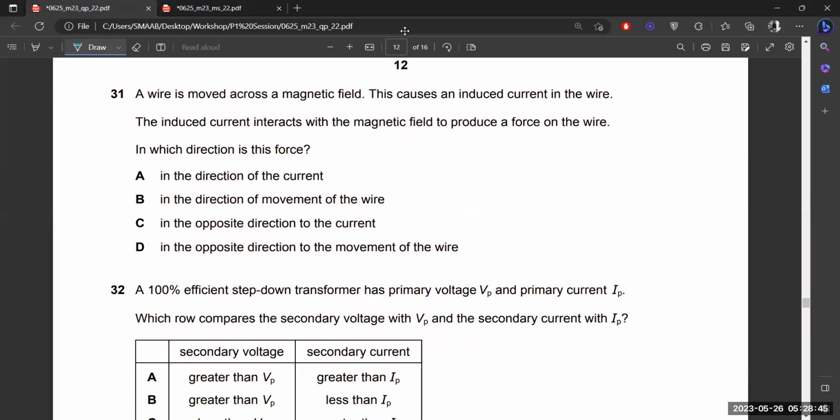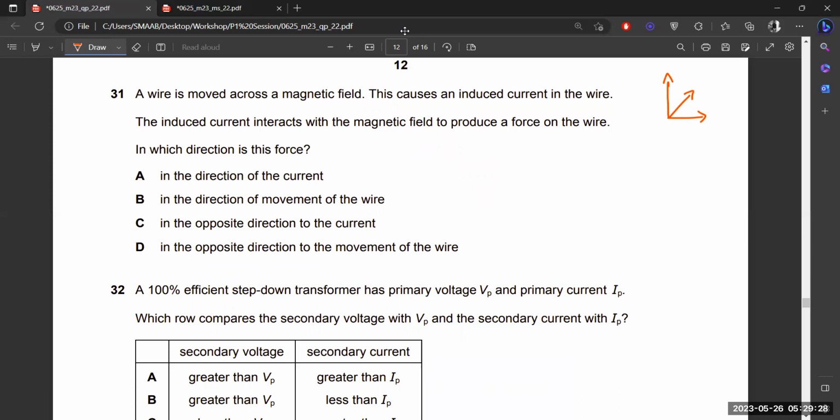Okay. Question number 31. A wire is moved across a magnetic field. This causes an induced current in the wire. The induced current interacts with the magnetic field to produce a force on the wire. In which direction is the force? Basically, we know that the magnetic field, the motion, and the induced EMF are all mutually perpendicular to each other. So the question is, the induced current interacts with the magnetic field to produce a force. We know that all are mutually perpendicular. We know the left hand rule. So in which direction is this force? We need to find out the direction of force.